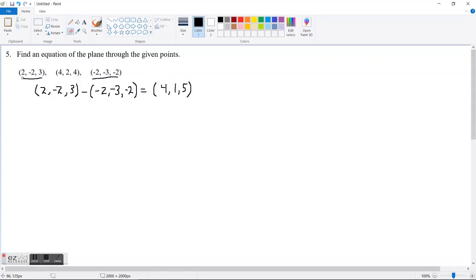Then pick another 2 points. It doesn't matter which pair. I'm picking the second one and the third one again, and subtract to get another vector in the plane. It's the vector going from negative 2, negative 3, negative 2 to the point 4, 2, 4.